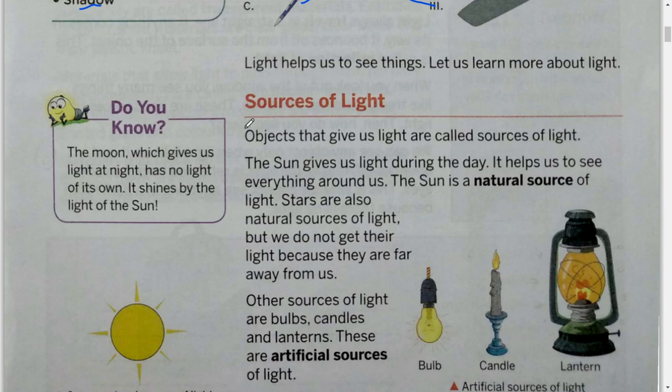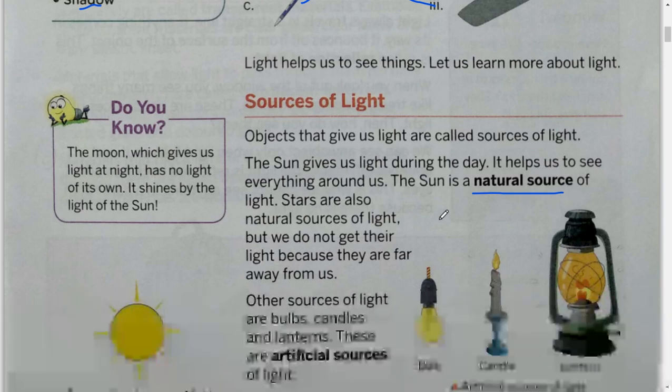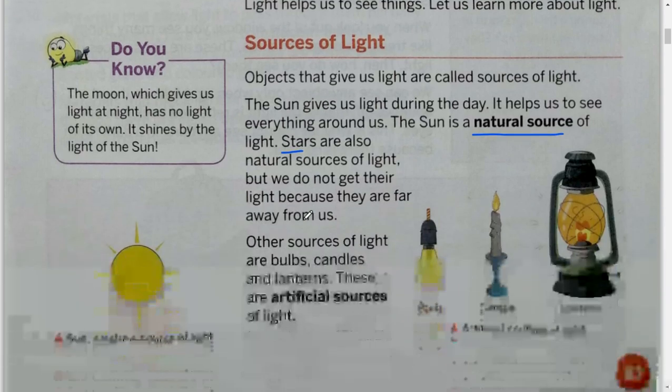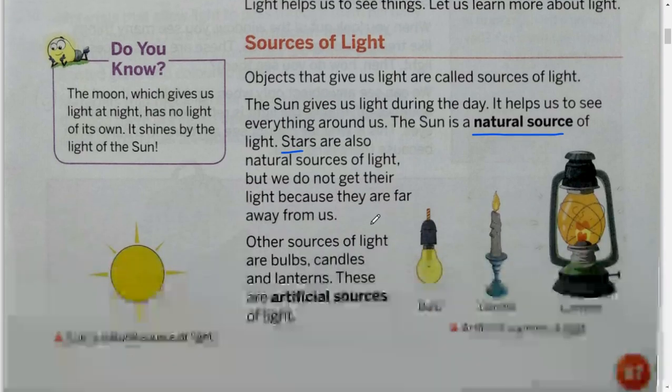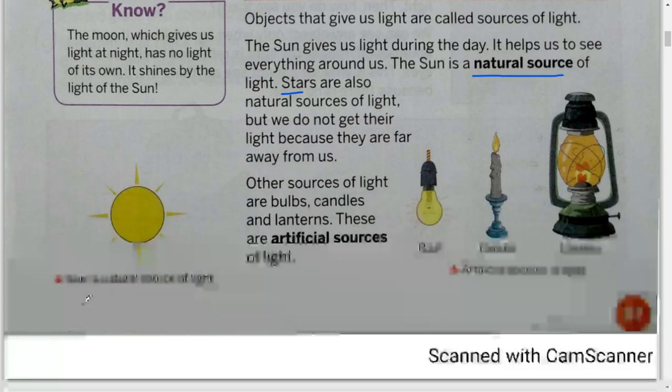Sources of light. Objects that give us light are called sources of light. The sun gives us light during the day. It helps us to see everything around us. The sun is a natural source of light. Stars are also natural sources of light. But we do not get their light because they are far away from us. Sun, a natural source of light.